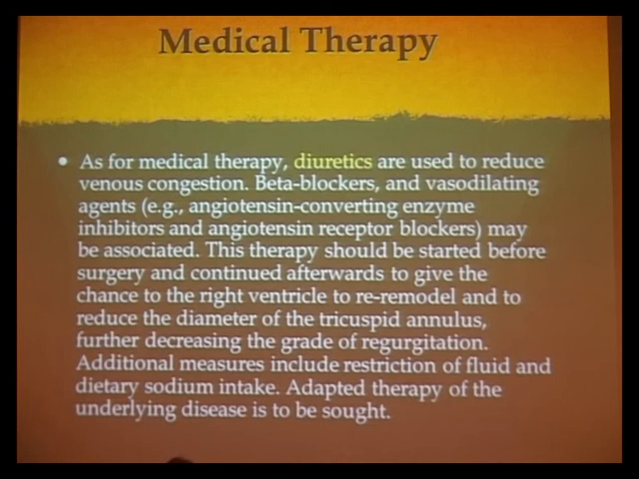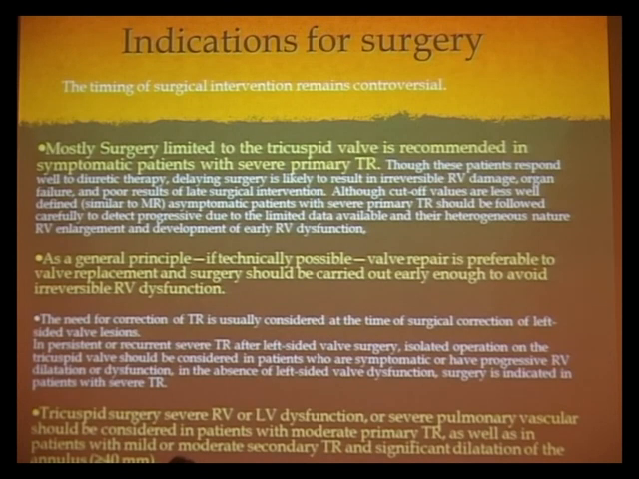How about the medical therapy? Yes, medical therapy is very important, and as for medical therapy, diuretics are used to reduce venous congestion, and the degree of tricuspid regurgitation clinically and symptoms can disappear after unloading, although there is a severe tricuspid regurgitation. Again, angiotensin receptor blockers, even beta blockers can help, as the medical therapy.